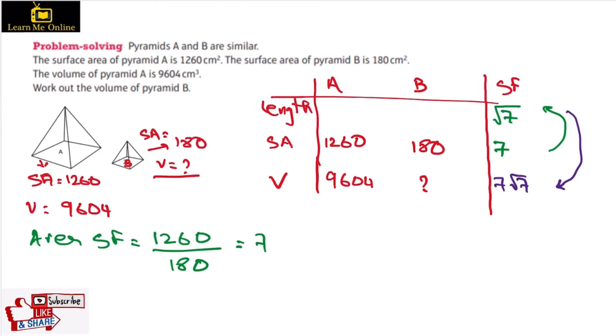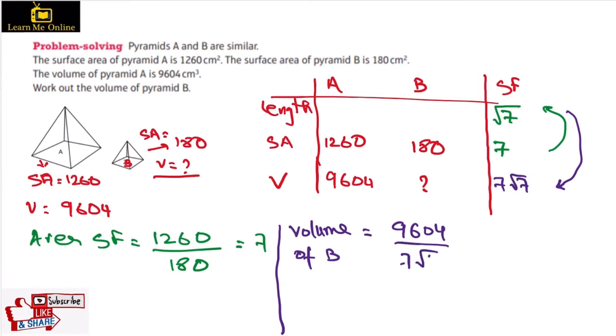By using that, we're going to find out the volume of the shape B. So I'm going to write down what we are finding as the volume of B. Because we are going from the bigger to the smaller one, this time we're going to divide. So we're going to write down 9604 divided by 7 root 7, which is the volume scale factor. When you do that, you come out with 518.57, which is estimated to 519. And the unit is centimeter cubed. So here we have found out the volume of the pyramid B.